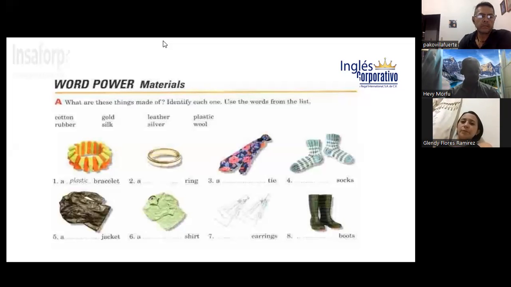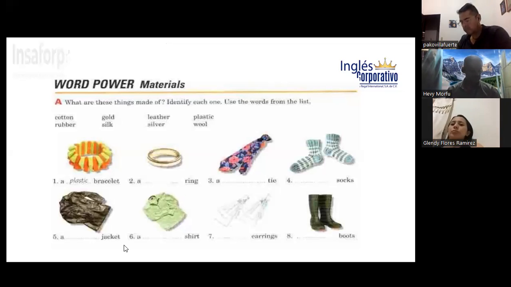And number five. A leather jacket. Okay, that's great. And number six. Cotton shirt. Okay, excellent. Number seven. Silver earrings. Okay, silver earrings. And the last one. A rubber jacket. That's awesome. I totally understand that, right? Congratulations, guys. This is a great job.